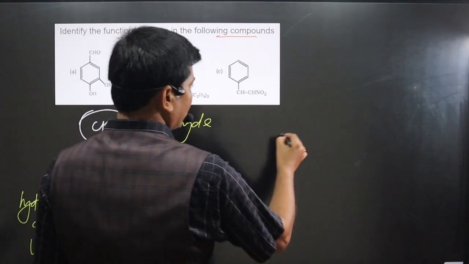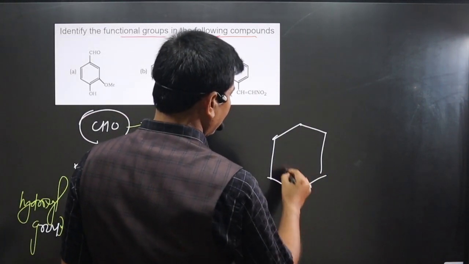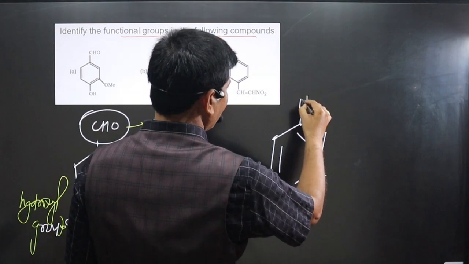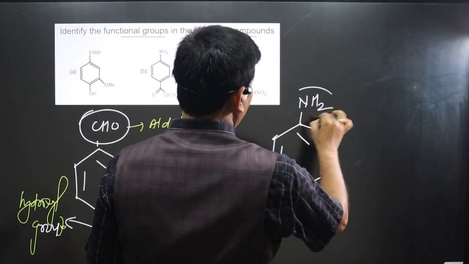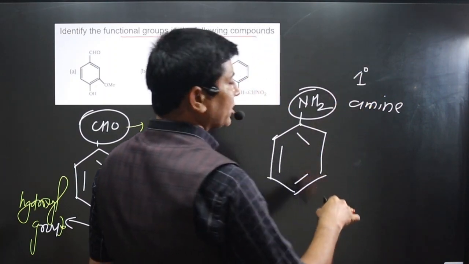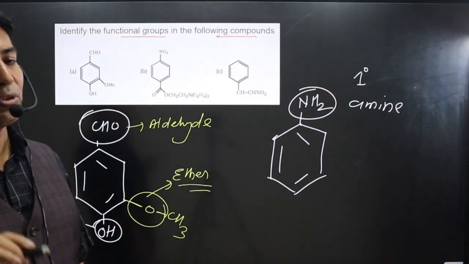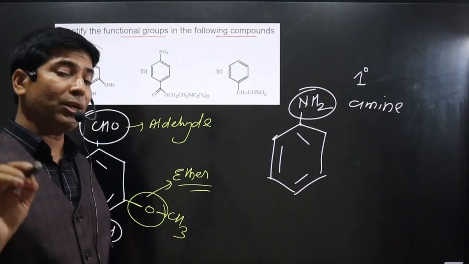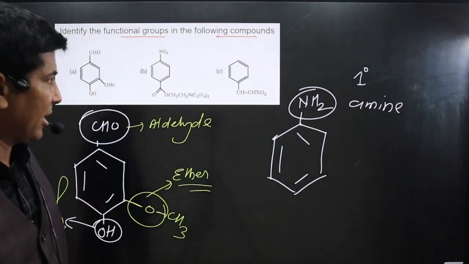We have a benzene ring. To the benzene ring you can see NH2 is there. This is an amine group, and what kind of amine? This is a primary amine. Keep in mind, nitrogen having 2 hydrogens is a primary amine, nitrogen having 1 hydrogen is a secondary amine, nitrogen having no hydrogen will be a tertiary amine.